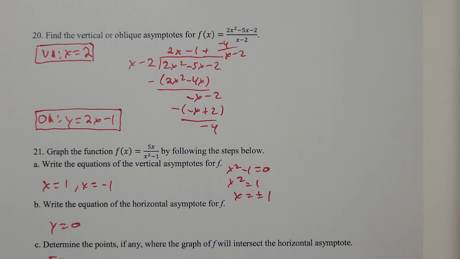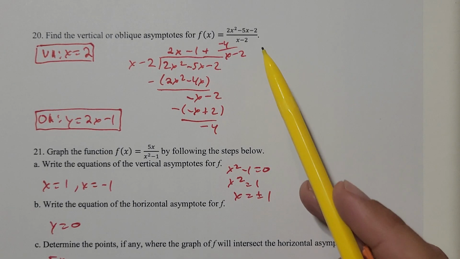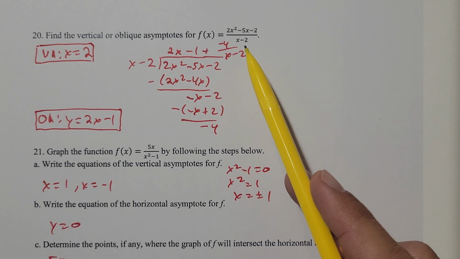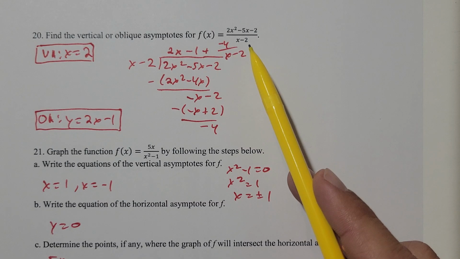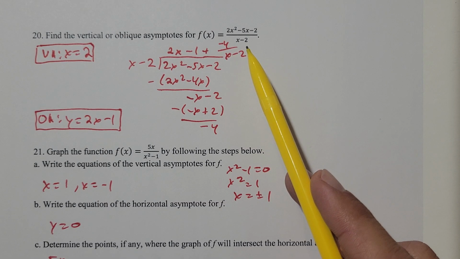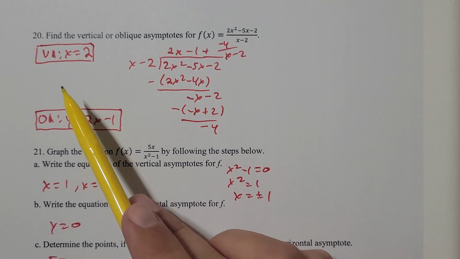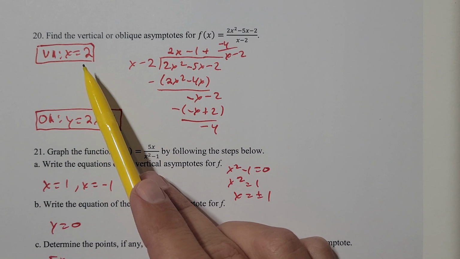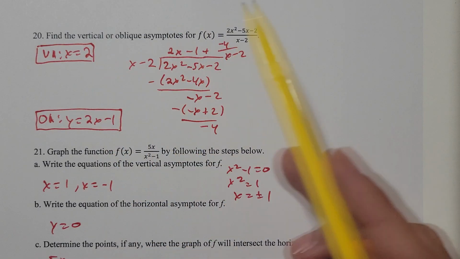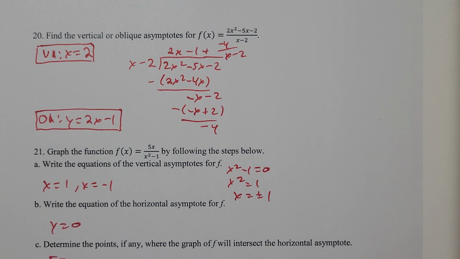Here's another one. Problem 20 is where they want us to find the vertical or oblique asymptotes for f of x equal 2x squared minus 5x minus 2 divided by x minus 2. So the domain is all real numbers except for 2. Right? I can't divide by 0. So because I'm going to throw 2 away, I know that I'm going to have a vertical asymptote at x equals 2. Okay? So the vertical asymptotes come immediately just by knowing the domain of the function.